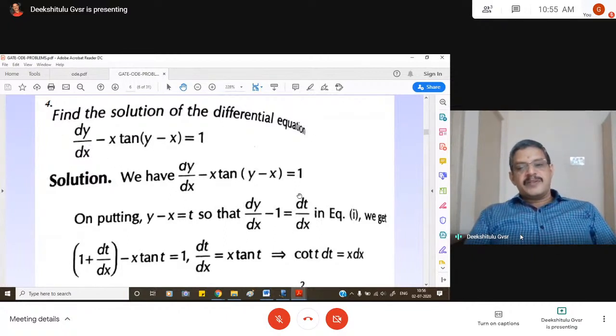So dy by dx is 1 plus dt by dx. So 1 plus dt by dx minus x tan t is equal to 1. Or dt by dx, you can cancel the 1 on both sides.